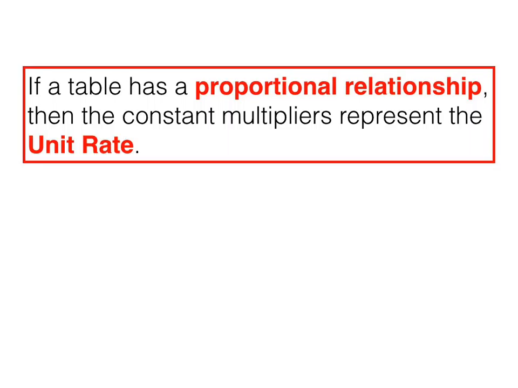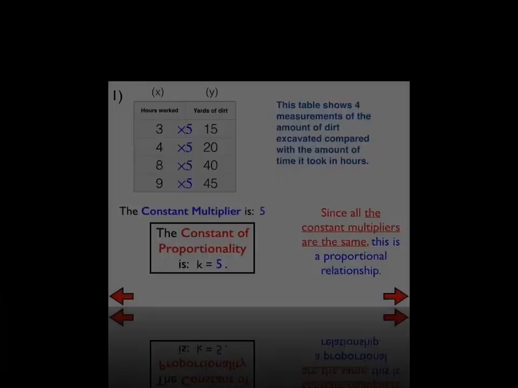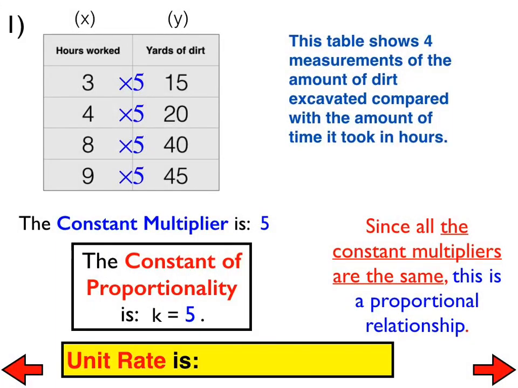And then back down under number 1, there's another box. If a table has a proportional relationship, that constant multiplier also represents unit rate. It's the same number. The only difference is unit rate has to have what at the end? A label. Very good. So back to number 1, our unit rate is still going to be 5, but it's 5 what? Good. Yards per hour. You must have both labels. Yards per hour.